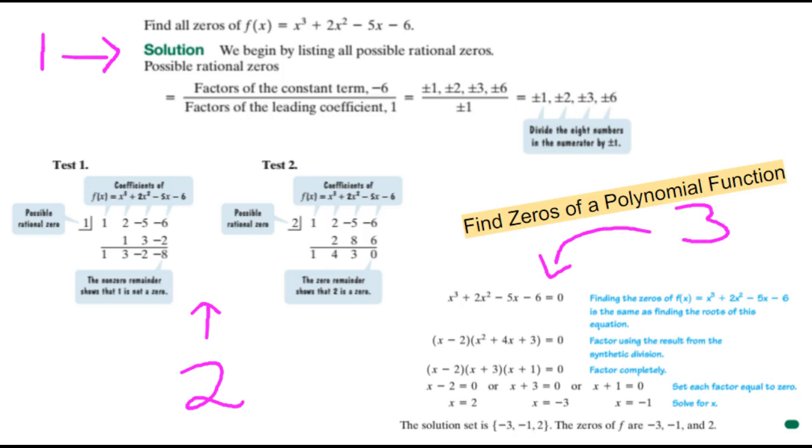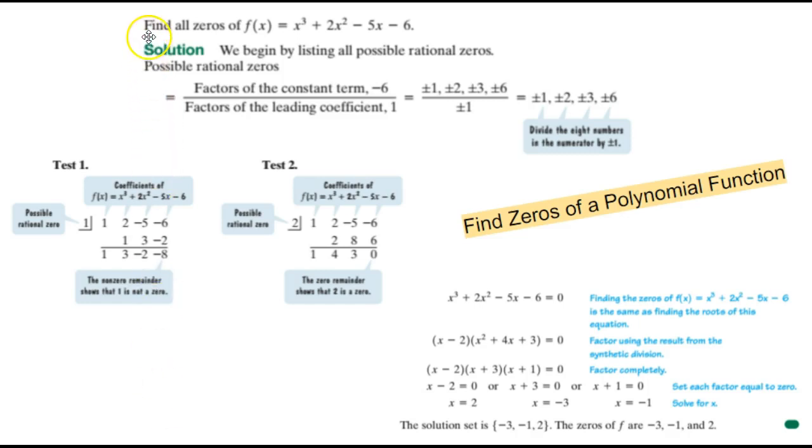Those numbers are going to disappear in a second as I use the cursor to highlight what exactly we are going for here. So let's see. Let's get rid of that. Okay, so again, the objective is to find zeros of a polynomial function. Here's the polynomial function we're dealing with, x cubed plus 2x squared minus 5x minus 6.